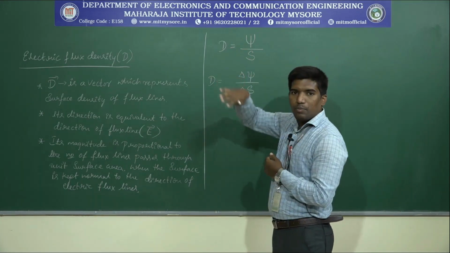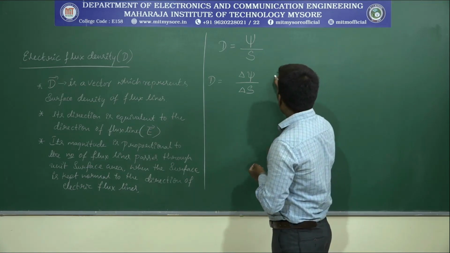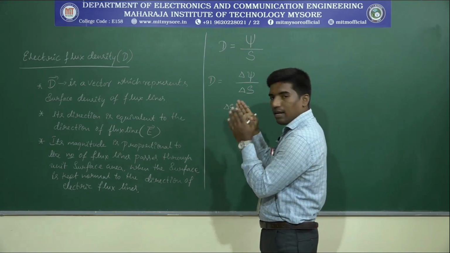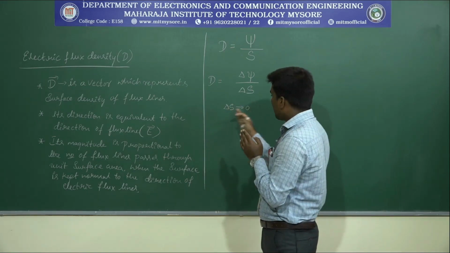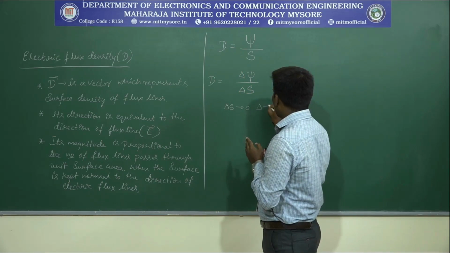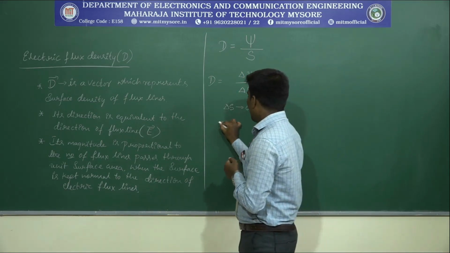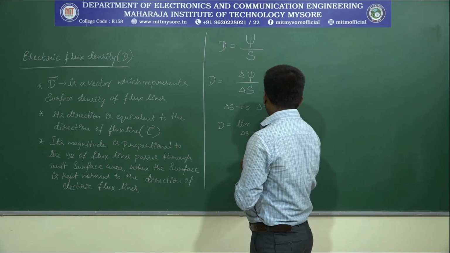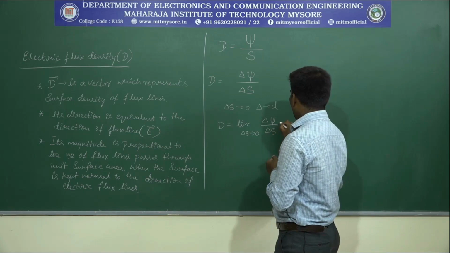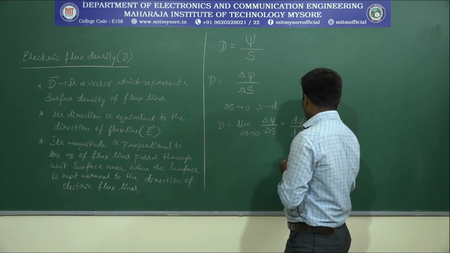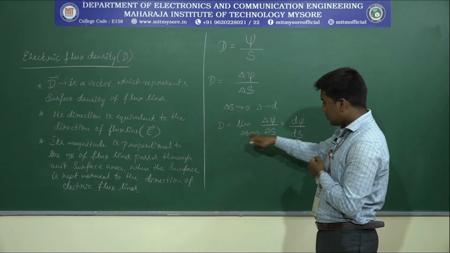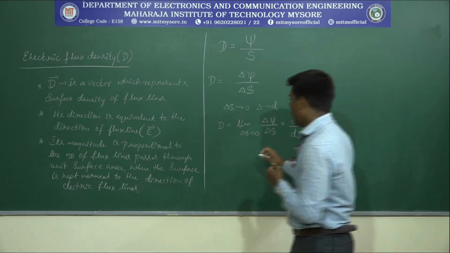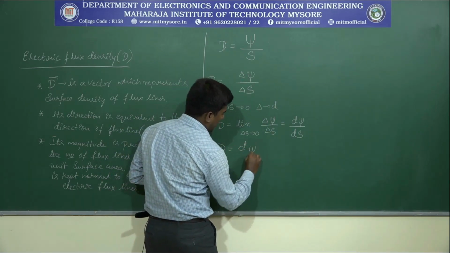As I said in our previous classes, we have set a limit: as delta S, the surface area, tends to 0, as the length, elementary volume, elementary area tends to 0, this gradient operator changes to a differential operator. Therefore, D is equivalent to the limit of delta S tends to 0 of delta psi divided by delta S, which is d psi divided by dS. As delta S tends to 0, the gradient operator changes to the differential operator, d psi divided by dS. Therefore, D can be written as d psi divided by dS.